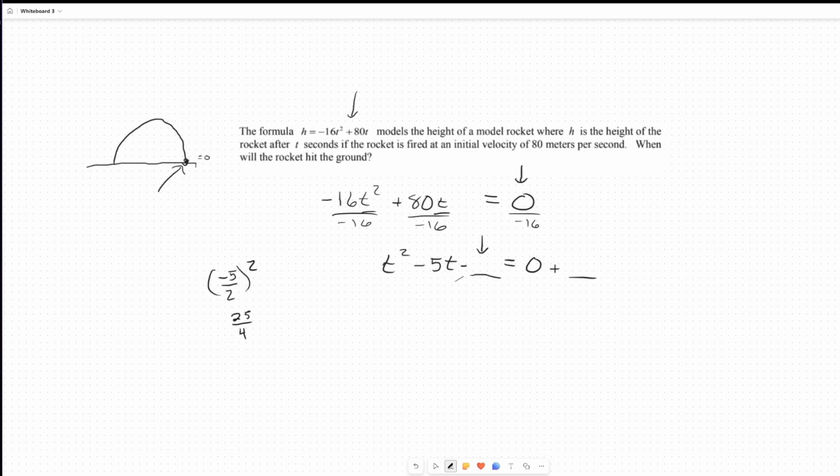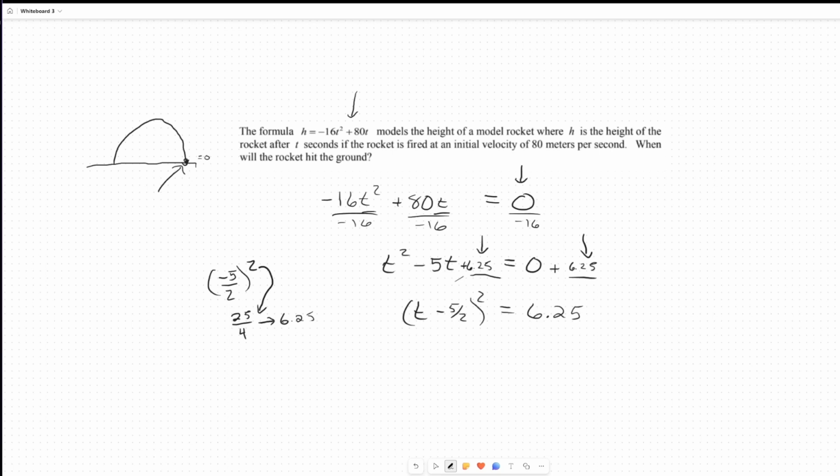So you can say plus 6.25 here, and then plus 6.25 here. It doesn't really matter because we're about to undo it. We're about to get it back to t, and then it's going to be t minus 5 halves, squared, is equal to 6.25. The real important part of squaring that and getting this number is to add it on both sides to get it over here on the right side.